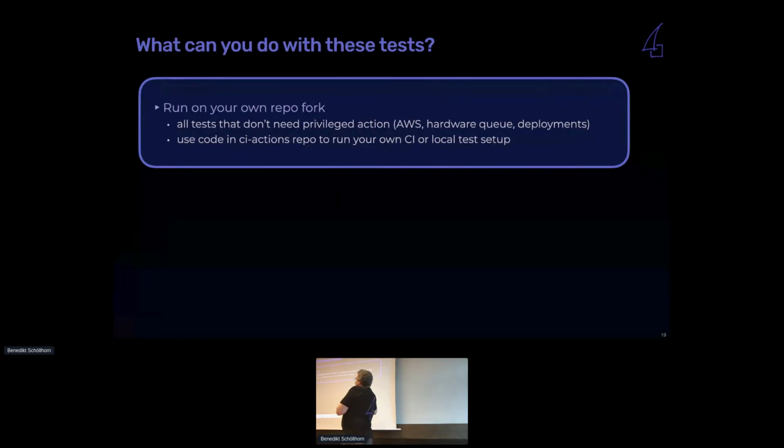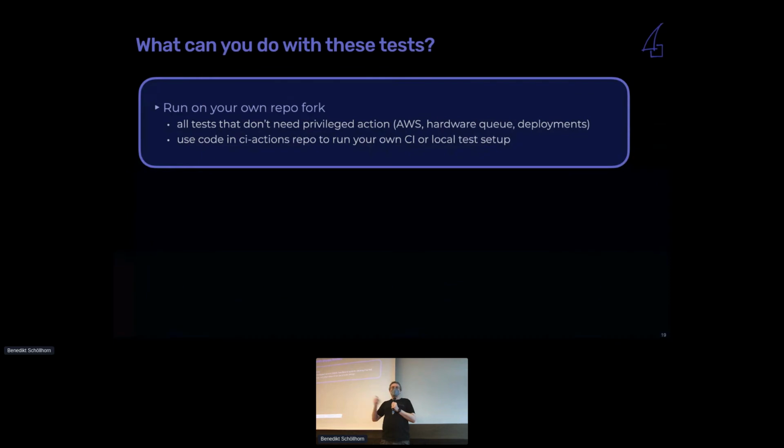Yeah, thank you. What can I do with these tests? So first of all, kind of neat thing is that all the tests that don't need privileged action will actually run, they'll be fully working on your own forks. So if you fork seL4 and do a pull request to your own repository, it will run all the mandatory checks and the local checks and everything that doesn't need the machine queue. You have to go into settings and say, enable GitHub Actions to do that. But if you've done that, it should work.